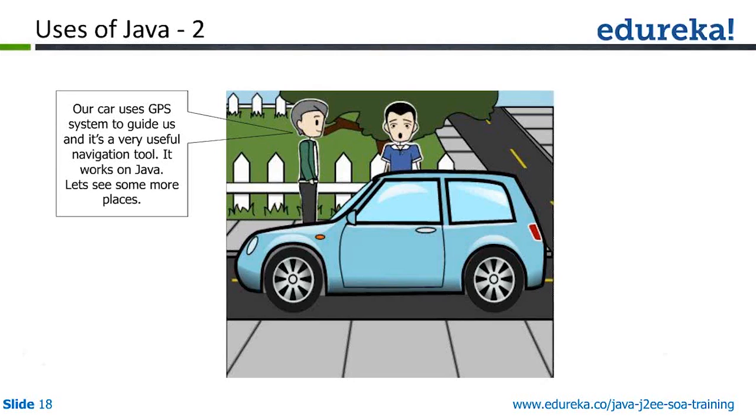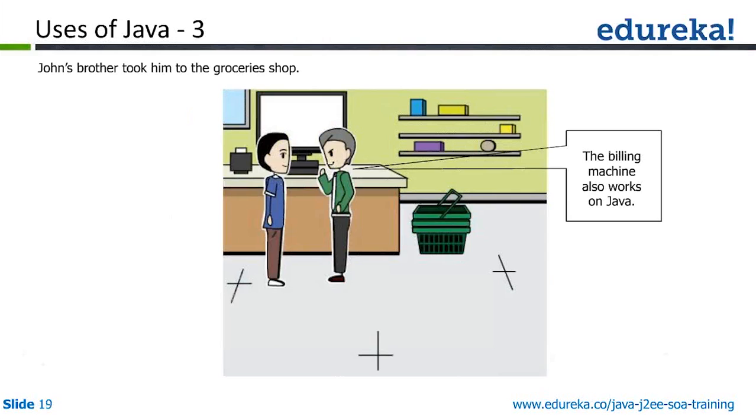So basically, Java is used in a GPS system, and many GPS systems for cars also run on it. There are many other things in cars which are done by Java in the more advanced vehicles.